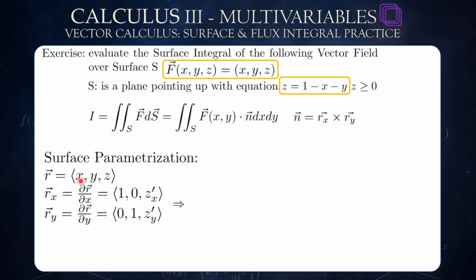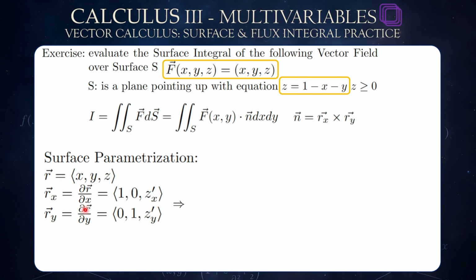R is given by x, y, z. Let's find rx. Rx is equal to the derivative of r over x: the derivative of x over x equals 1, then the derivative of y over x is 0. The derivative of z is z prime x, because z is complex. Z is equal to 1 minus x minus y. It's not a simple function.